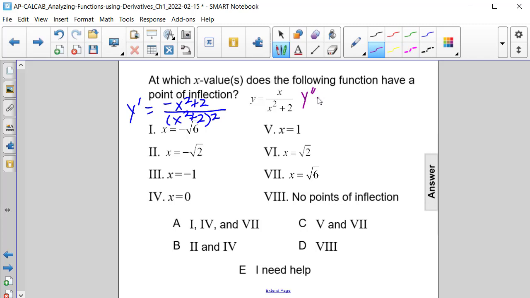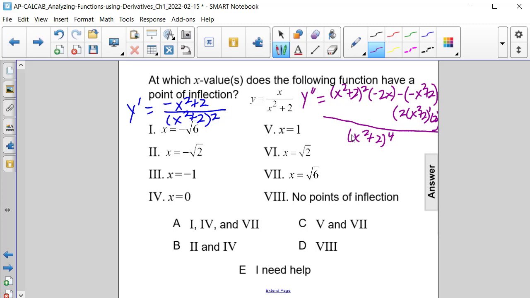So for y double prime, we're going to have the bottom, which is x squared plus 2, quantity squared, times the derivative of the top, which is negative 2x, minus the top, negative x squared plus 2. And we're going to have to multiply that by the derivative of the bottom, which is going to be 2 times x squared plus 2 to the first times another 2x. And this is all going to be over x squared plus 2 to the fourth, because squared squared is to the fourth power.